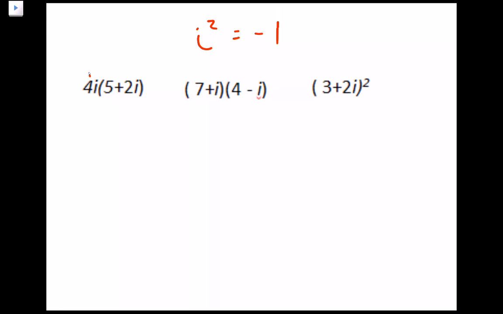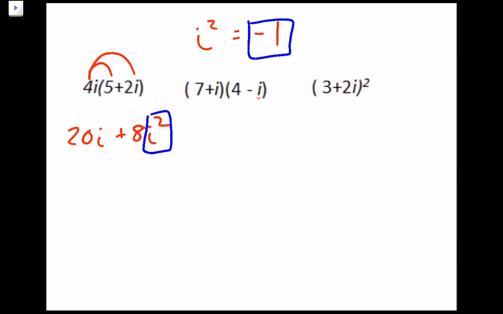So in my first problem, I'm going to distribute. 4i times 5 would give me 20i. 4i times 2i, think of it like x's. You would have plus 8i squared. But i squared is really special. i squared is equal to negative 1. So where I see an i squared, I'm going to substitute a negative 1, which would give me 20i plus 8 times negative 1, or for a final answer, 20i minus 8. Now, if you want to put it in the standard form, negative 8 plus 20i, that's fine, but I'm not super concerned about that right now.